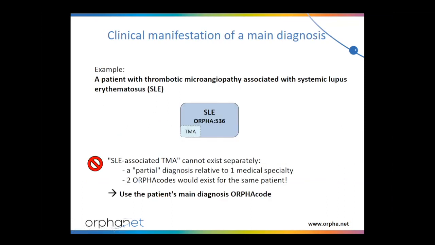And finally, we have the case of a clinical manifestation that is part of a main diagnosis. For example, in the context of the Orphanet registry, you need to code a patient described as having a thrombotic microangiopathy, TMA, associated with systemic lupus erythematosus. In this case, the TMA itself does not represent the main clinical diagnosis of the patient. It is actually a partial diagnosis from the viewpoint of one specific medical specialty, nephrology. And the main diagnosis is SLE, and therefore, the code that must be used to code the patient is SLE.